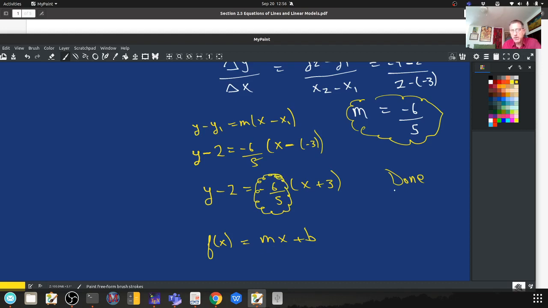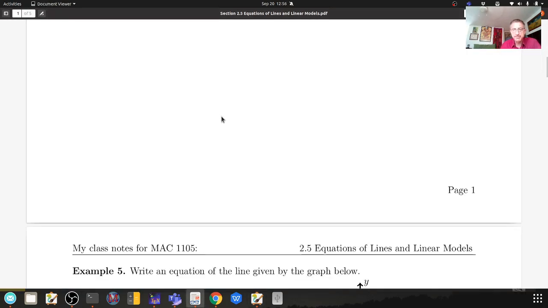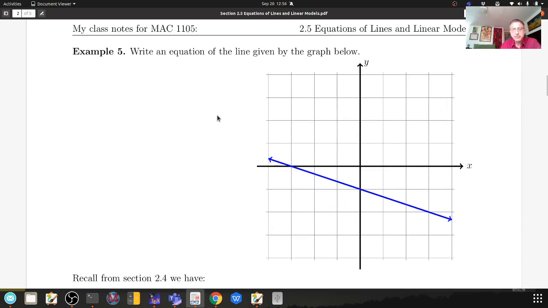But the point I want to say is this is a perfectly good equation of a line. And if you're not asked to write it in function form, because remember f of x is equal to y, then you can write it this way. And it's particularly good if you're given points and you're asked to write the equation of the line by looking at the points. Okay, so let's look at this one.